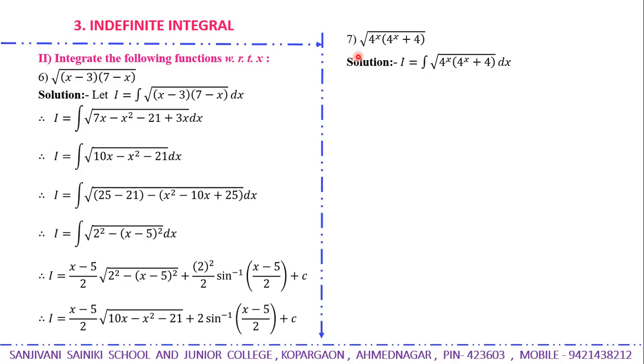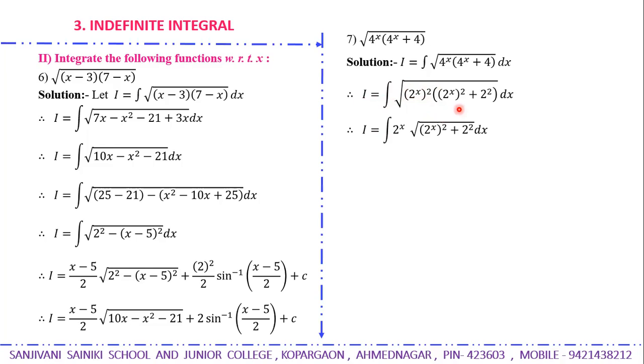Now look at this seventh example. Root of 4 raised to x into 4 raised to x plus 4. Okay, this 4 raised to x I can write as 2 raised to x, whole squared, so that I can take this common from this root. Outside the root it will become 2 raised to x, times the square root of (2 raised to x) bracket square plus 2 square, dx. Now use the substitution: 2 raised to x is equal to t, so its derivative, 2 raised to x log of 2 dx, is equal to dt. So 2 raised to x into dx is equal to dt upon log 2.